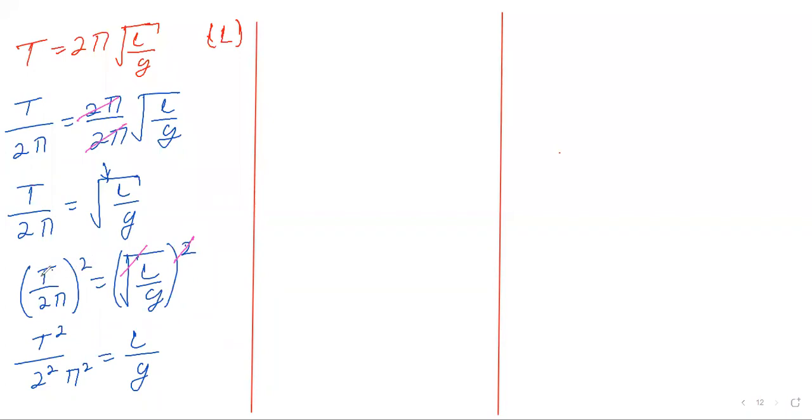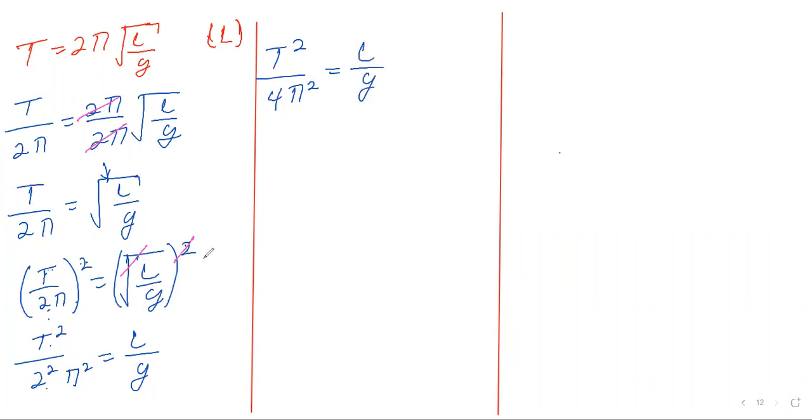But the square here will affect both the top one and the bottom one. So the square will affect the T, which will be T squared. The square affects the 2 pi, which will be 2 squared pi squared. That makes sense now? All right, good. Now, the next we are going to do is the same. This side remains the same, T squared. Then 2 squared, meaning 2 times 2, gives me 4. Then pi here will be pi squared, is equal to L over G.